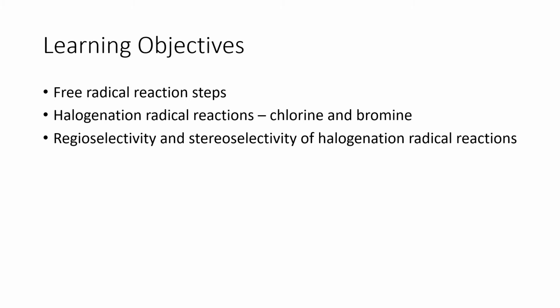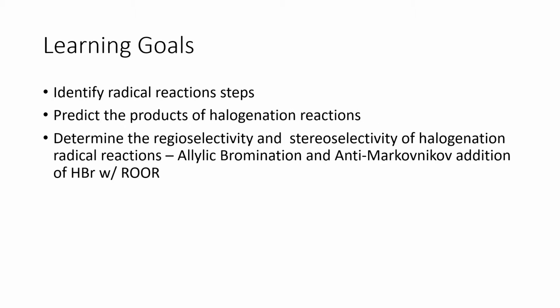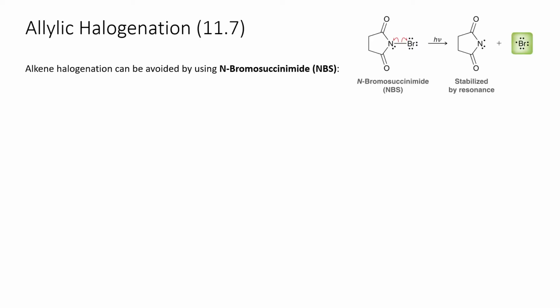The learning objectives are as follows. We will discuss free radical reaction steps, halogenation radical reactions, specifically looking at chlorine and bromine, and also discuss the regioselectivity and the stereoselectivity of halogenation radical reactions. By the end of this presentation, you should be able to identify radical reaction steps, predict the products of halogenation reactions, and determine the regioselectivity and stereoselectivity of halogenation radical reactions.